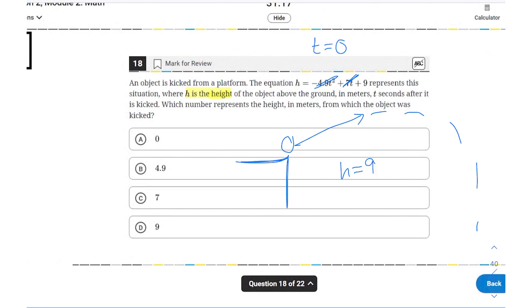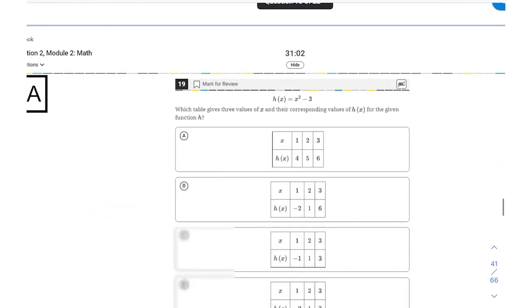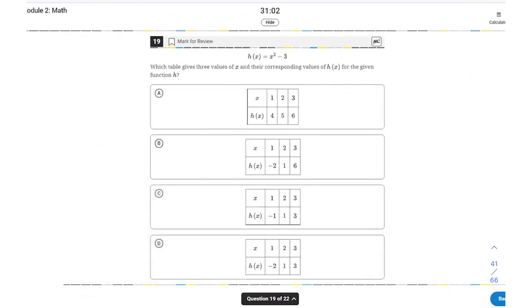So our height initially is going to be 9. So right here, this is going to be a height of 9, right at the top of our platform, the moment that we kick that object. And that's going to be answer choice D for number 18. All right, let's take a look at question 19 here. It says, which table gives us 3 values of x and their corresponding values of h of x for the given function h?